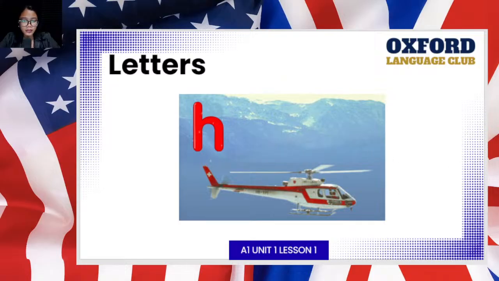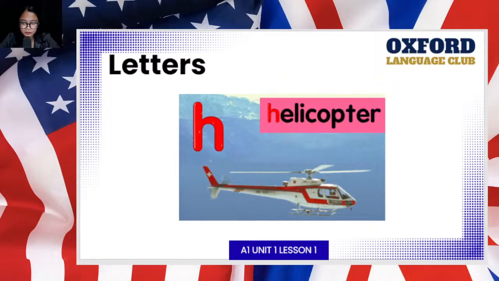Our first word is helicopter. Again, it's a long word, but still we say it as helicopter. Again, what is our letter? Letter H. How do we say it? What is our word? Helicopter. Again, helicopter. Next.